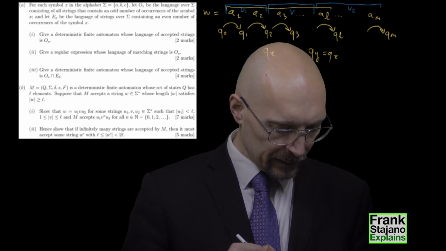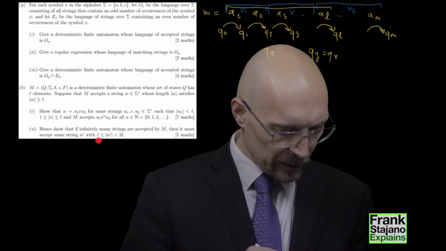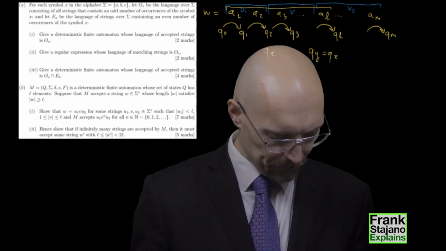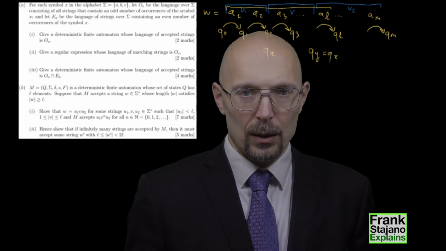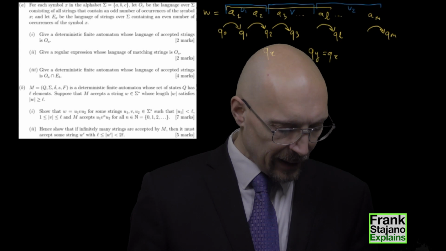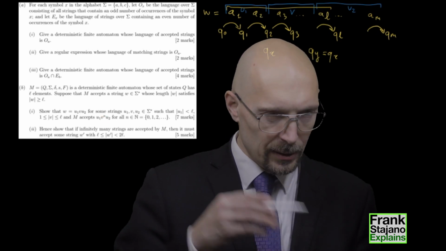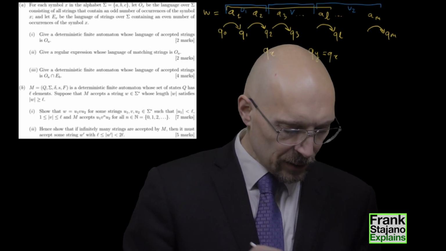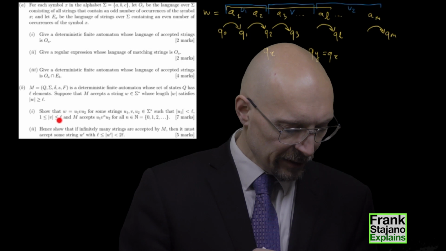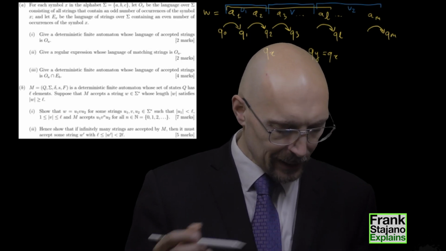then M must accept some string W prime with a length between L and 2L. Well, this sounds intuitively fine, because this pattern generates all sorts of strings whose lengths differ by the length of V, and the length of V is bounded by L, so one of them must end up between L and 2L, I would imagine.